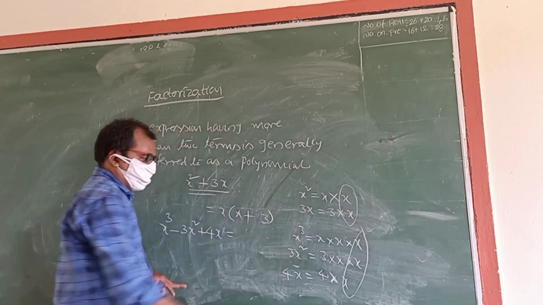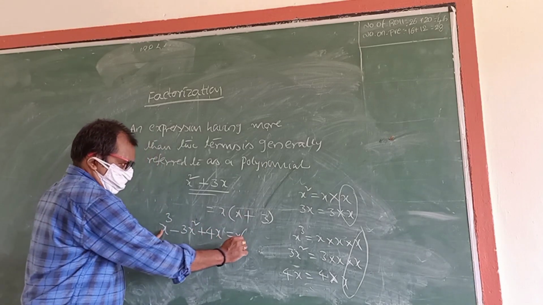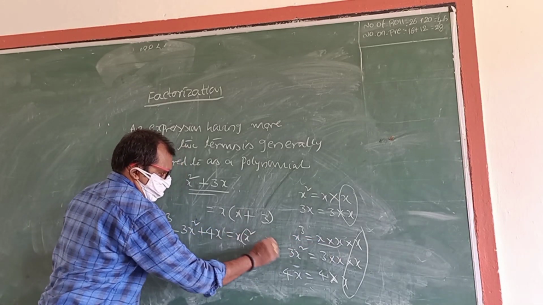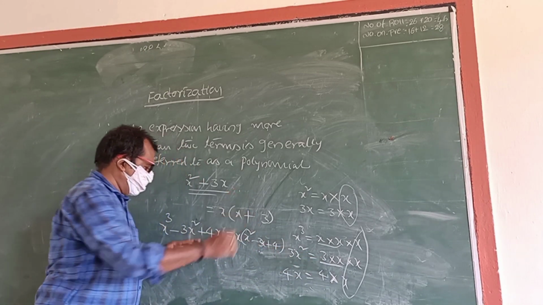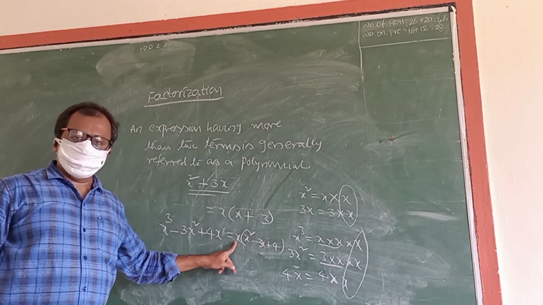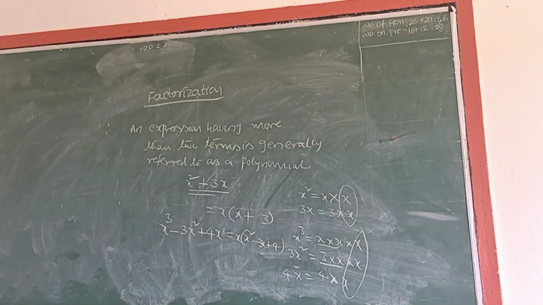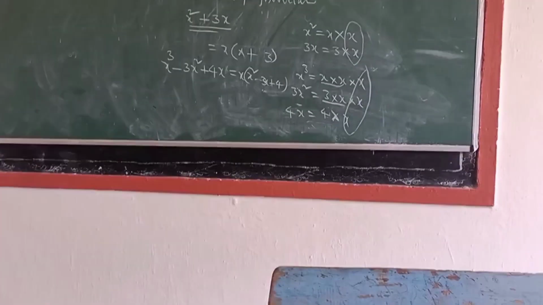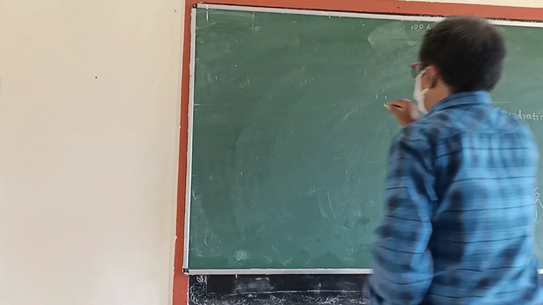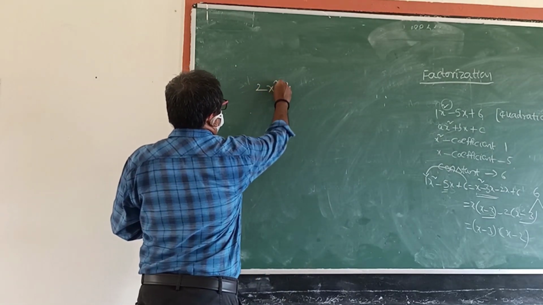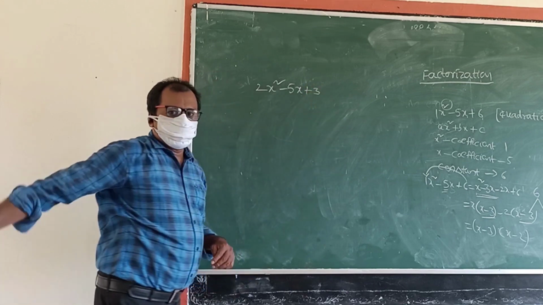Once we write them in their reducible factors, what is the common factor which can be taken? x. x into x square. Next term remaining is minus 3x plus 4. Therefore, once we bring out the common factor x, we will get x into x square minus 3x plus 4. After writing the given expression as a product of the reducible factors, we are taking the factorization process as we had discussed.